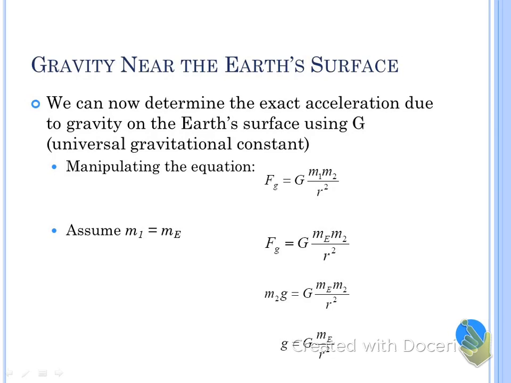We're going to assume that one of the masses is the mass of the Earth, because we're looking at the acceleration due to gravity from the Earth, but at different radii, different distances from the Earth. So one of them is the mass of the Earth. I'm going to substitute M1 with ME. All I did was put in the mass of the Earth there. Are we good with that so far?